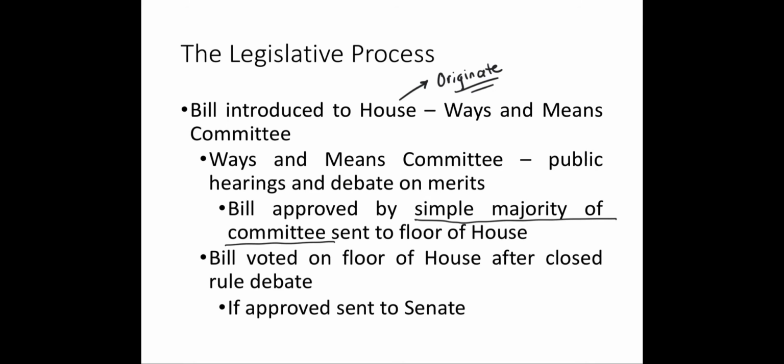So the bill is voted on the floor of the House after the closed rule debate. Okay? What that means is that the closed rule debate means that in the House, once it's brought up, it cannot be significantly changed. They can discuss it, they can bring it up, but they cannot significantly add amendments to it. Now, if it gets voted on and it passes, it gets then sent to the Senate. I'll talk about what you need to pass a bill in a moment.